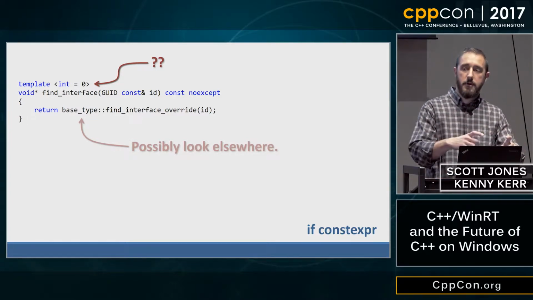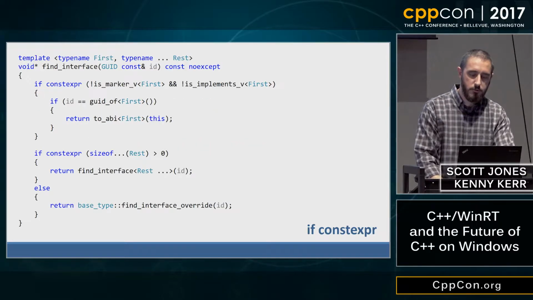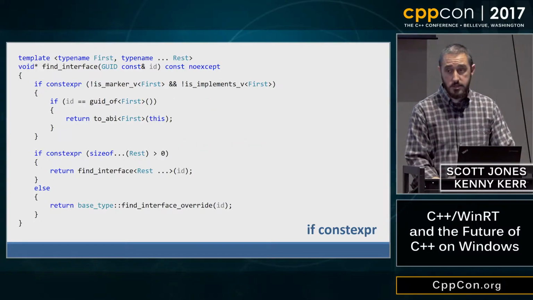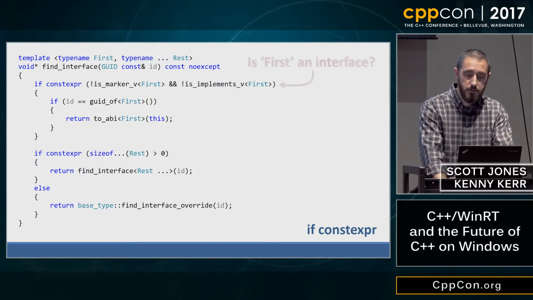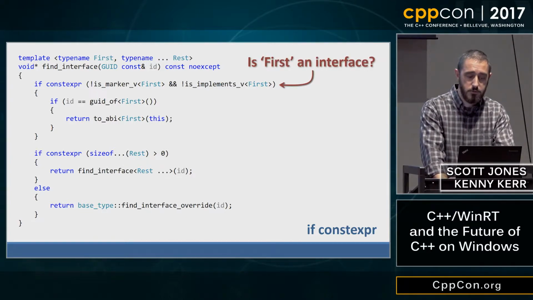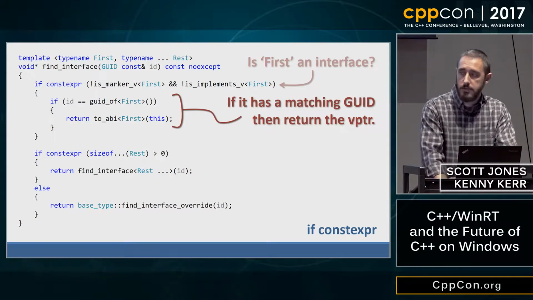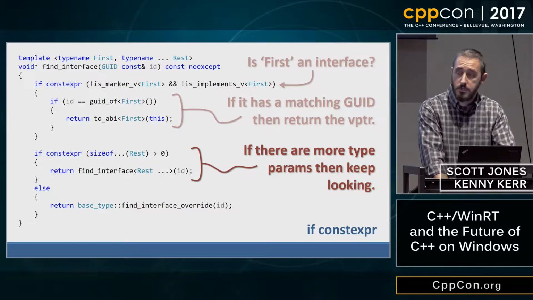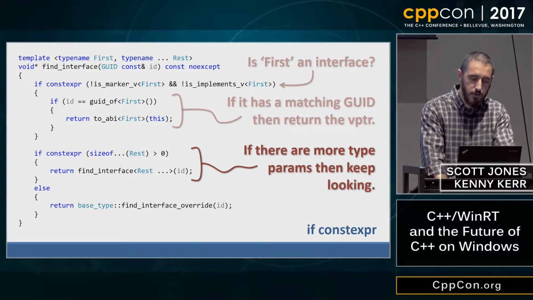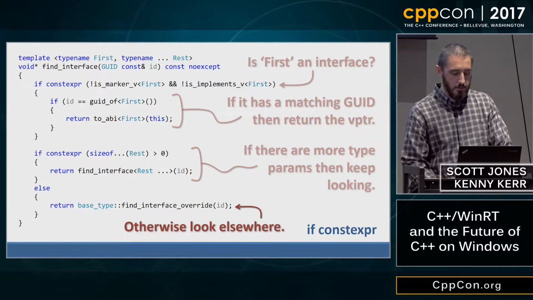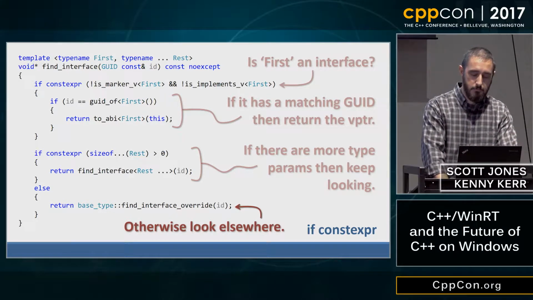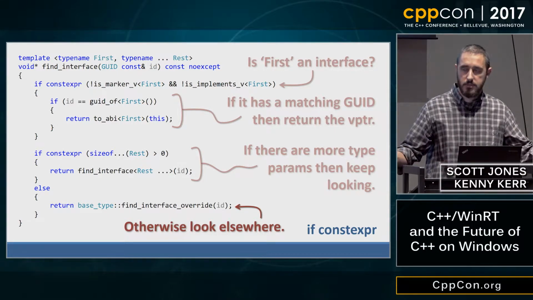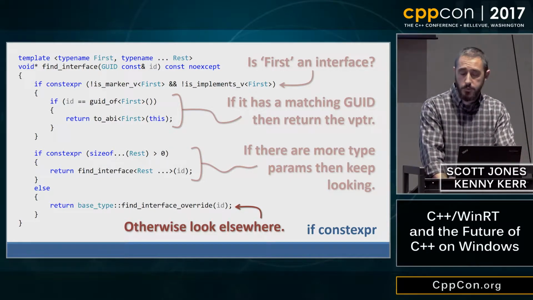Wouldn't it be nice to take those three functions and stick them into one? And that's exactly what we do with if constexpr. Here we can sit and essentially say, forget about SFINAE, and we start at the top, is first an interface. It's a compile time expression, so we can do that. We then say, well, if it has a matching GUID, then we can return the v-pointer. Otherwise, if there are more type parameters, we can keep looking. Because it might even be that, even though the first was an interface, it might not have been the one you wanted. And finally, we can look elsewhere if there's a need for that in terms of a composable hierarchy. But the point is, we've taken all of that code, which tends to get spread out across a large header, and stuck it in one place that's easy to reason about and certainly far simpler to write.